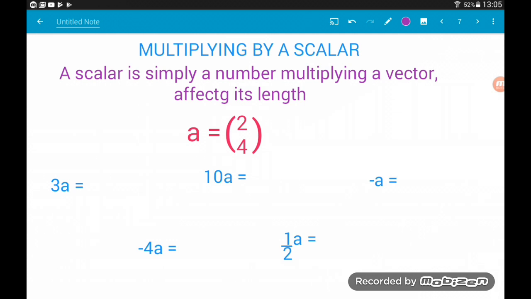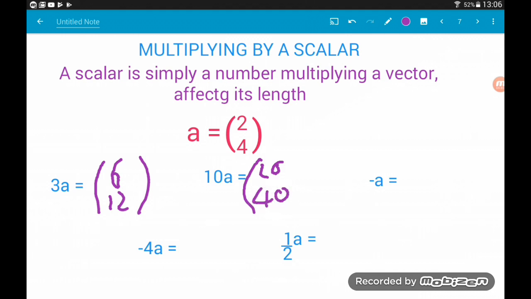So we've got the vector A equals 2, 4. So we want to find 3A. Well, we just multiply 2 and 4 by 3. So 2 times 3 would give us 6, and 3 times 4 would give us 12. So the vector 3A is 6, 12. What about the vector 10A? Well, for 10A, we're multiplying 2 by 10, which will give us 20, and 4 by 10, which would give us 40. So the vector 10A is 20, 40.